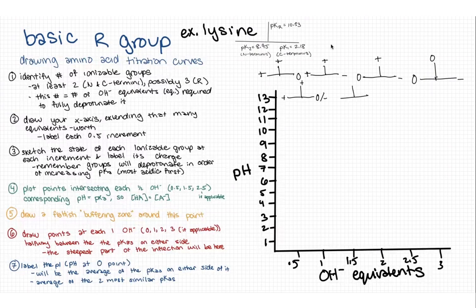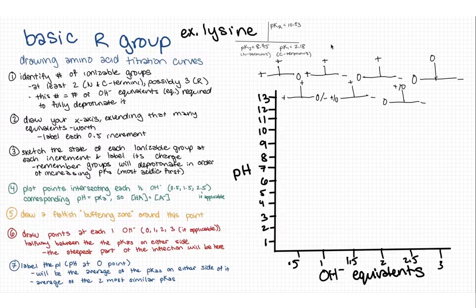When you go up to the next one, you're basically going to have it so that all of that C-terminus is now going to be deprotonated, but now only half of your N-terminus is going to be deprotonated, and your side chain is still going to be protonated. Then if you go up another, your N-terminus is all going to be deprotonated, your C-terminus is all going to be deprotonated, and half of your side chain is going to be deprotonated.